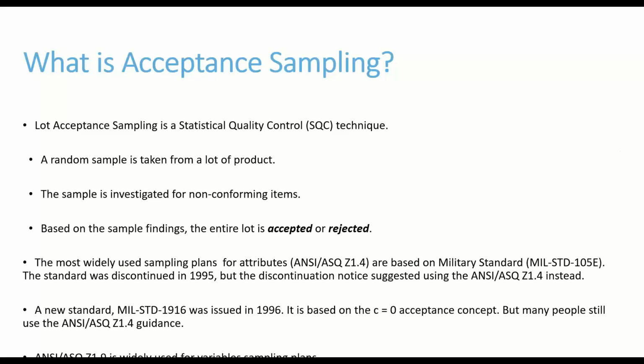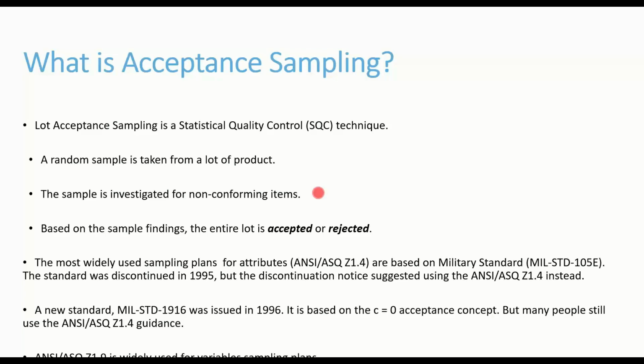So I have here, what is acceptance sampling? Let's see if I can find my little marker here. Here's my spotlight. Good. Okay. So it's a statistical quality control technique, of course. Again, random sample. It needs to be random. Don't take the first 10, 20, 50, whatever. The sample is investigated for non-conforming items or defectives, okay? And this is acceptance sampling based on attributes today. So we're just going to look at things that are defective or not. So go, no-go kind of things.